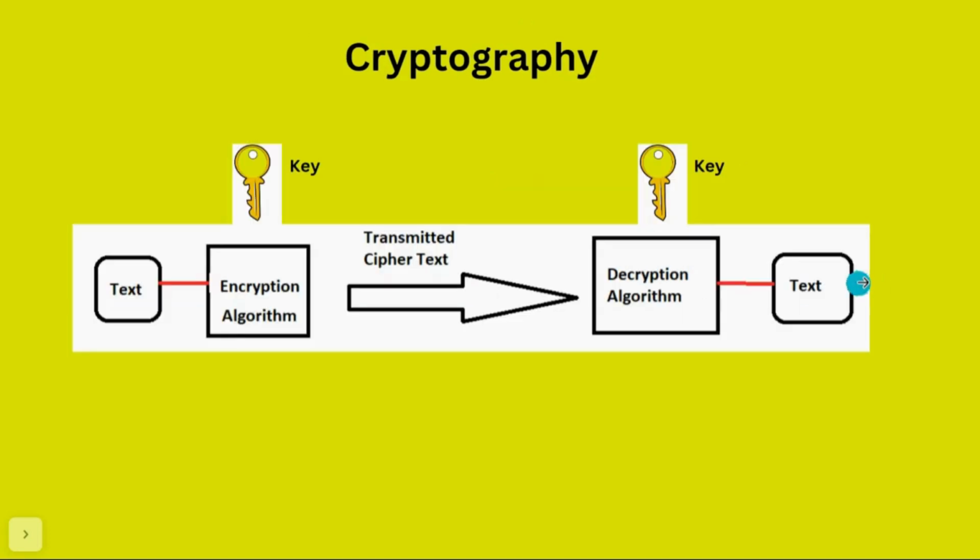In cryptography, for both the encryption algorithm and the decryption algorithm, there will be two inputs given. One is the text as an input and the other is the key as an input. So even if outsiders gain access to the cipher text, they would not be able to read it without the key. So this is the use of cryptography, which is more secure.